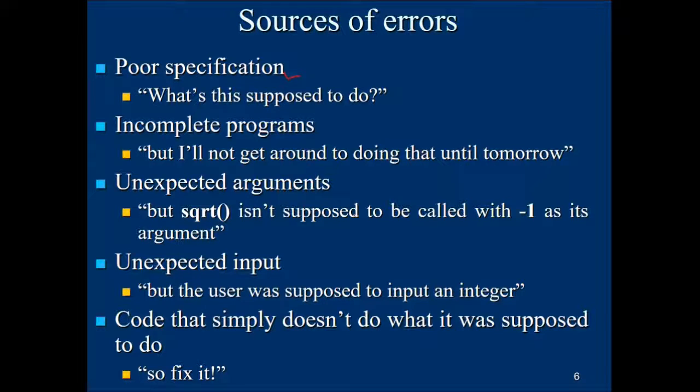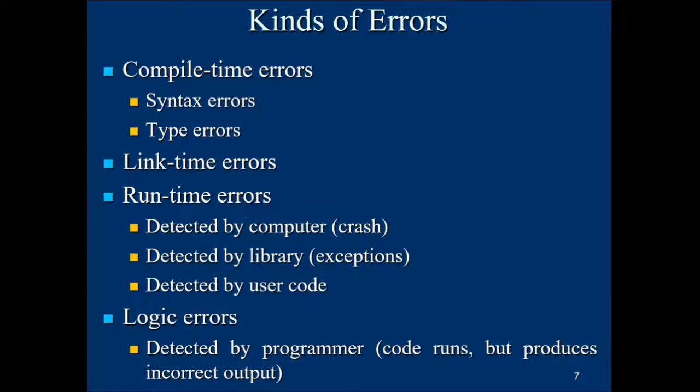Unexpected arguments: square root of -1 is not valid, the square root of -1 cannot be found. Unexpected inputs: you are supposed to give an integer, you are giving a string. And code that does not do what it is expected to do, or does not understand if something happens. For that you are responsible, you have to take care of that.